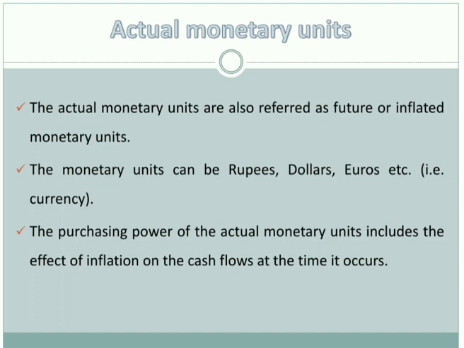The purchasing power of the actual monetary units includes the effect of inflation on cash flow at the time it occurs. One related example is IPL. Initially the salaries of the players purchased in the auctions were given in dollars, but in the last two auctions it was decided otherwise, because as the inflation rate is high, the dollar keeps gaining, and when payments have to be made, it becomes difficult to pay because inflation has impacted the actual monetary units.